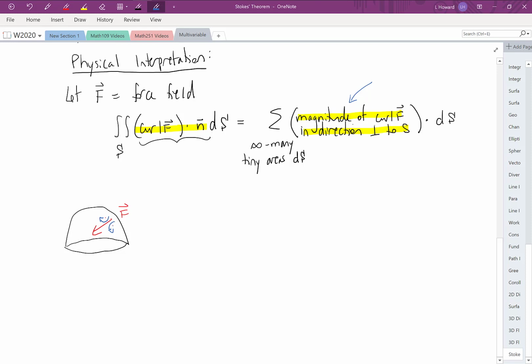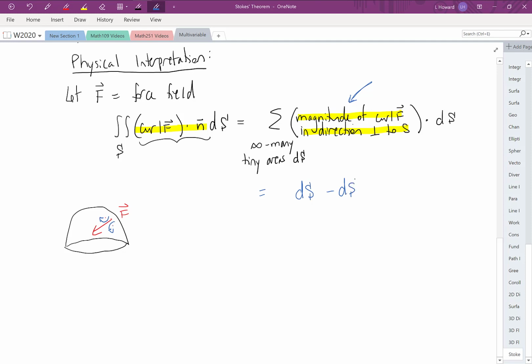Well, if you look at the curl of F in the direction perpendicular to S, that's speaking to the rotation that's happening on the surface of S. So that magnitude would be incorporating both the amount of rotation that we've got and also the direction of the rotation. So when we start to look at this sum, we're going to get things like some positive number times dS, and then plus some negative number times dS.